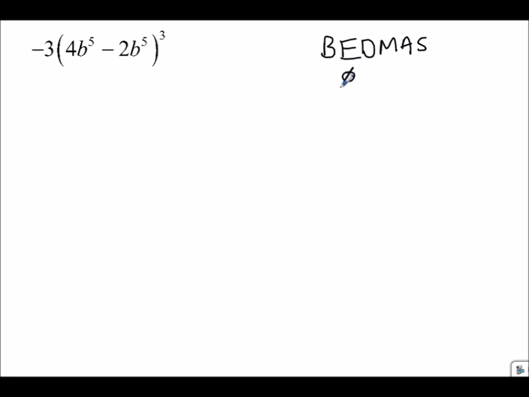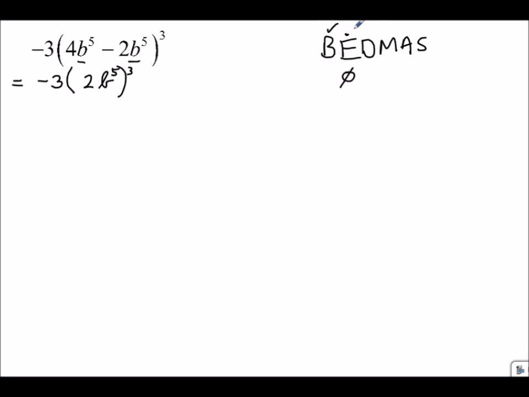We've replaced the O with an E for exponents. So the first thing I look at is the brackets. Inside the bracket I have two terms, this is b to the 5, b to the 5, so I have like terms. So I'm going to simplify that first. So I copy down negative 3. I'm subtracting like terms, so I write down the family name, which is b to the 5. I then say 4 minus 2 is 2, close my bracket, and that is cubed. So I'm finished with the bracket.